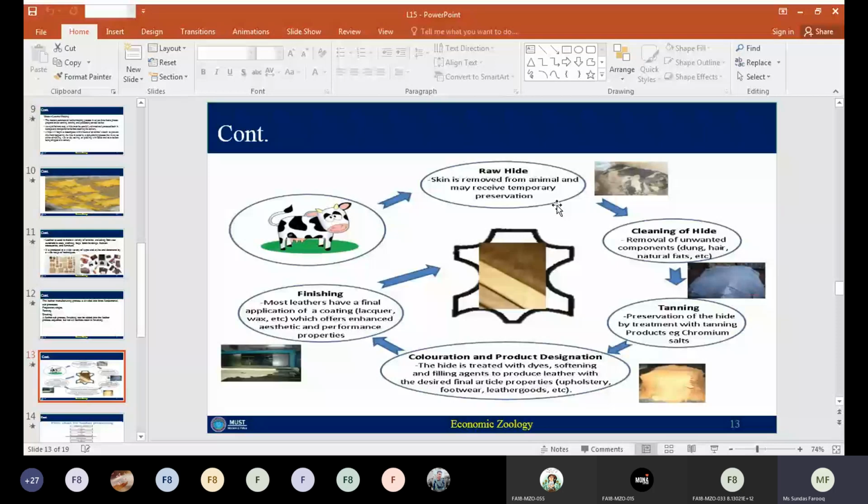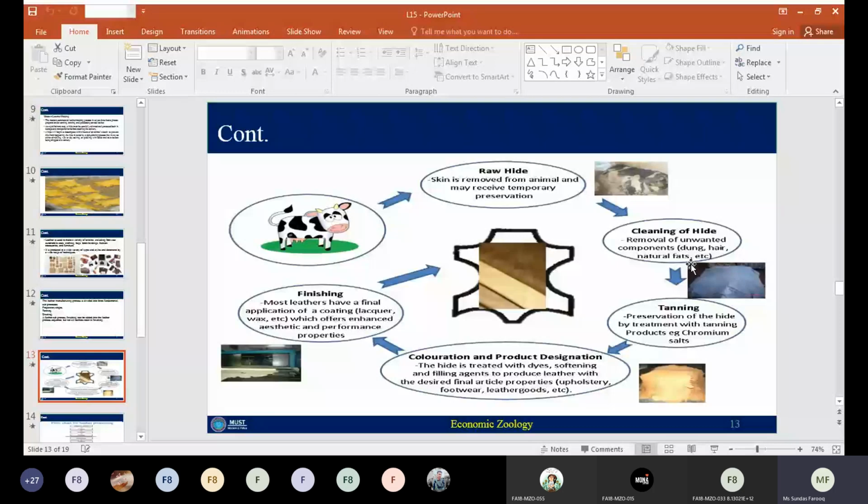The next step involved in this process is cleaning of the hide, the removal of unwanted components, dung, hair, natural fats, etc. The raw hide, that is the skin of the animal, is treated with different types of chemicals, and unwanted material components are removed from that skin.